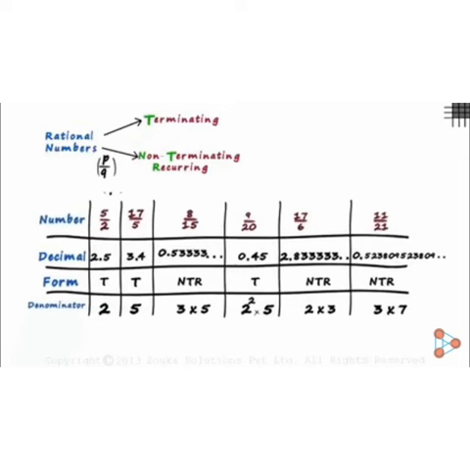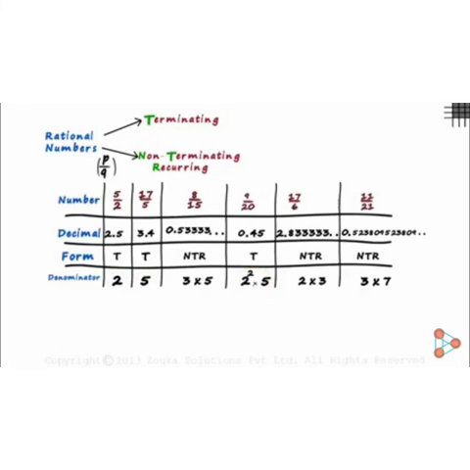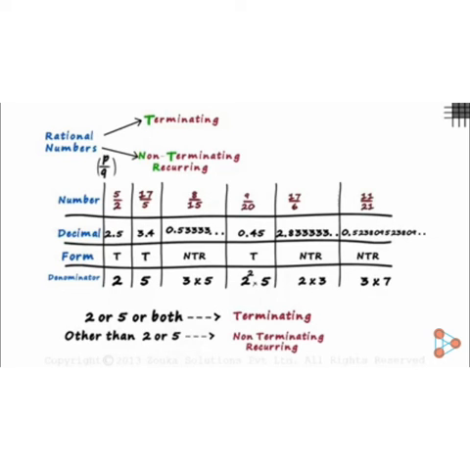Now what is important to note here is, if the denominators of the rational numbers are either 2 or 5, or if you take out their factors and they are 2 or 5 or both, then those will be called terminating decimals, and the rest will be called non-terminating recurring decimals. Like that is 3 into 5, so here you have 3. 2 into 3, 3. Then 3 into 7, 3. So they will be called as non-terminating.